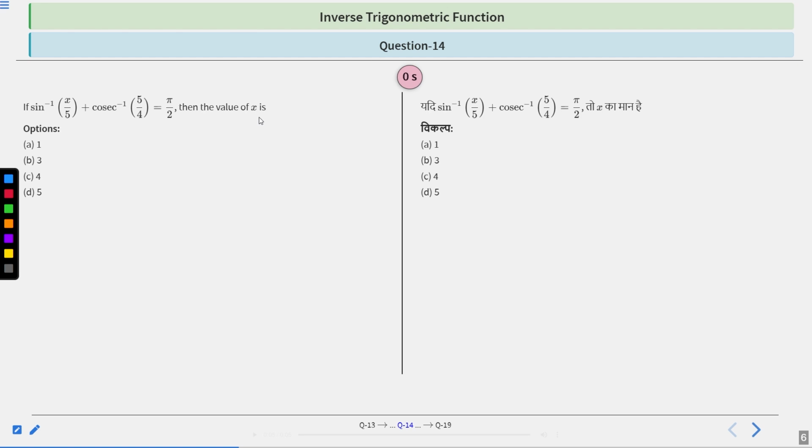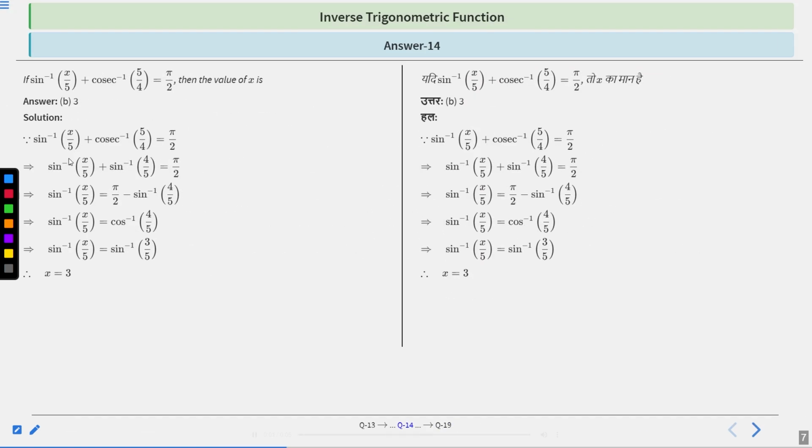Okay, let's move to the solution part. As we have discussed, since it is given that sine inverse x by 5 plus cosec inverse 5 by 4 is equal to pi by 2, therefore, sine inverse x by 5 plus sine inverse 4 by 5 is equal to pi by 2. Therefore, sine inverse x by 5 is equal to pi by 2 minus sine inverse 4 by 5. Clear? Therefore, sine inverse x by 5 is equal to cos inverse 4 by 5. Clear? So, sine inverse x by 5 is equal to sine inverse 3 by 5.